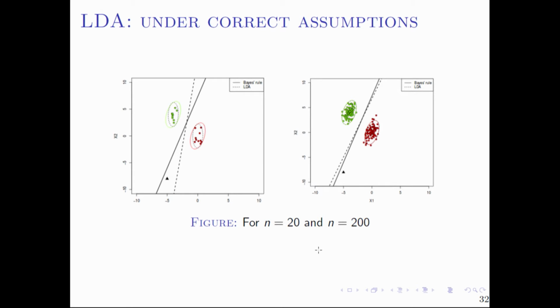This solid line is the base classifier. This is the best classifier we can get, and the dotted line is the LDA. And here when we have fewer samples, 20 samples, we will not be estimating the mu and the variance correctly. So we will have a different classifier when we use the 200 samples.